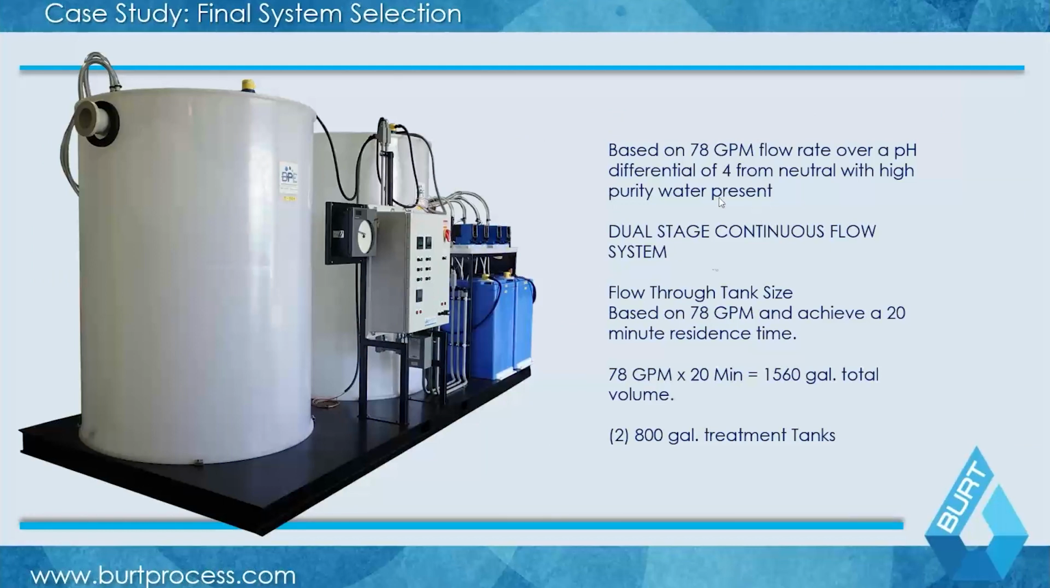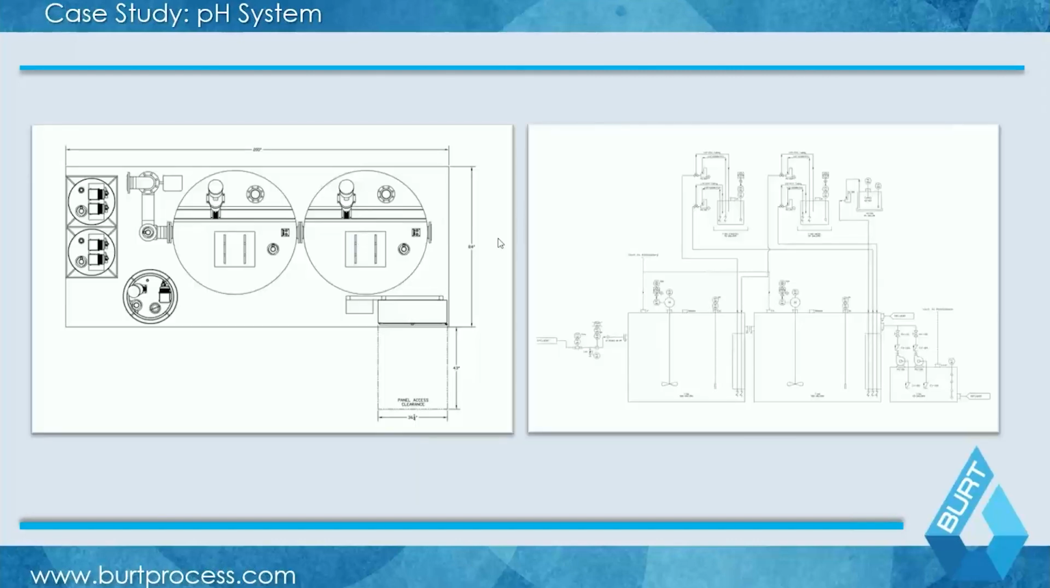So 78 GPM, 20-minute residency time, 1,560 gallons total, or 2 800-gallon treatment tanks, which is what we'd end up with here. That gives me my full diversity factor. That gives me my full 20-minute residency time across 2 stages for 78 gallons a minute. From a size and a P&ID perspective, this is my 2 tanks, acid base. That could be my buffer injection as part of my alkalinity. You can see here, this is your feed coming in, gravity and lift station, your reagent tanks, 2 stages, and then your effluent monitoring in those cases.